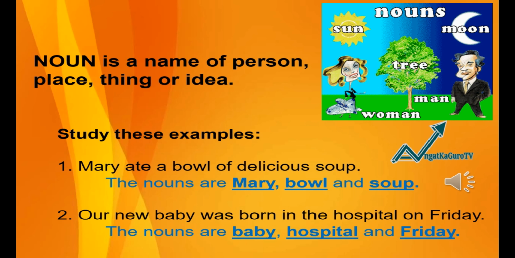A noun is a name of a person, place, thing, or idea. Let's study these examples. Number 1, Mary ate a bowl of delicious soup. The nouns in the sentence are Mary, bowl, and soup. Number 2, our new baby was born in the hospital on Friday. The nouns are baby, hospital, and Friday.